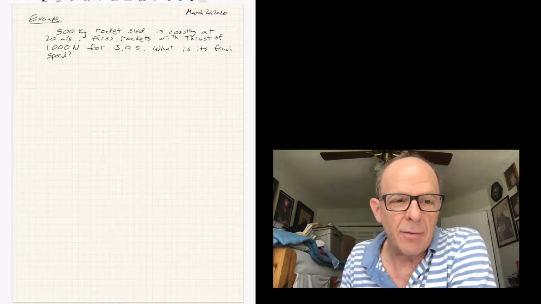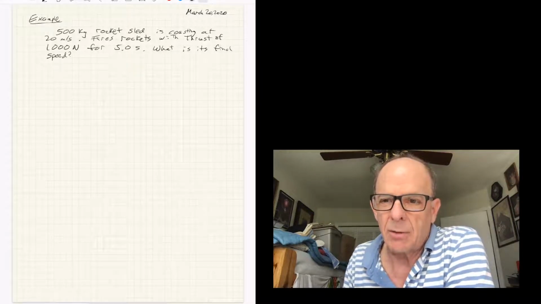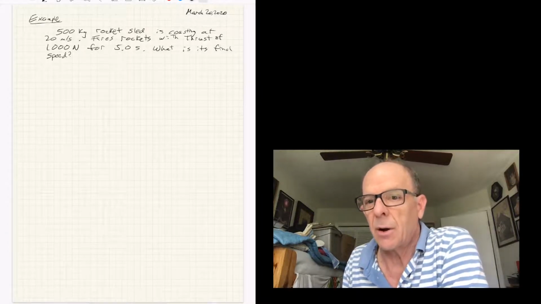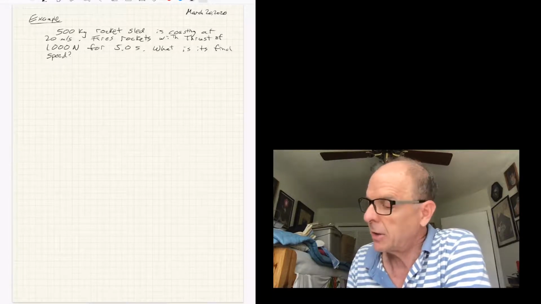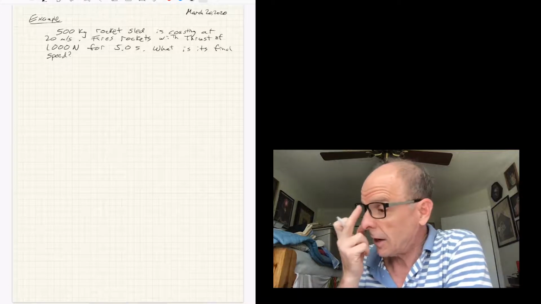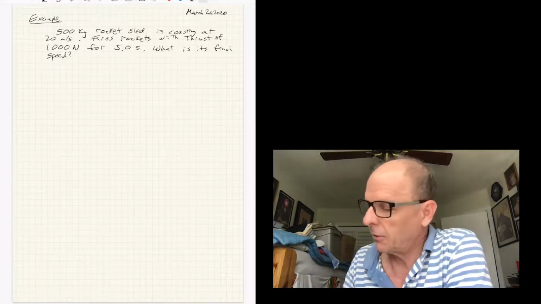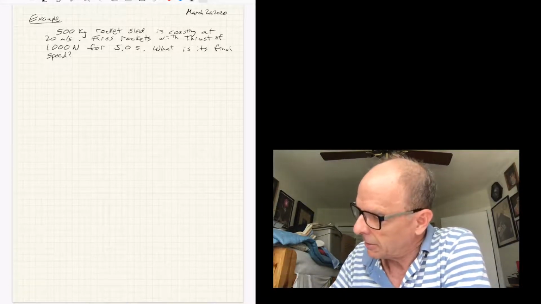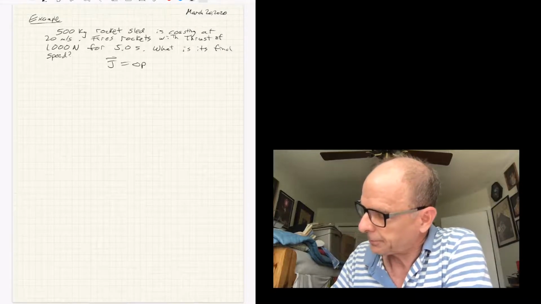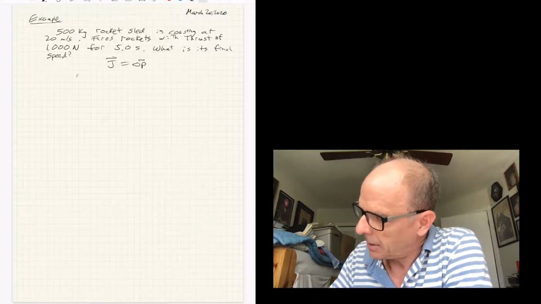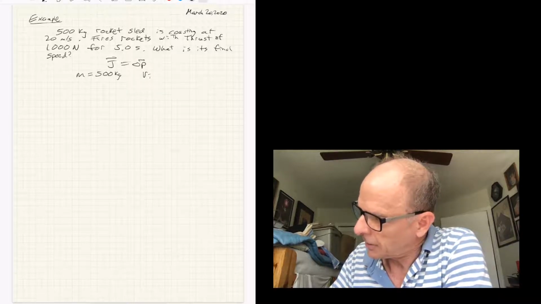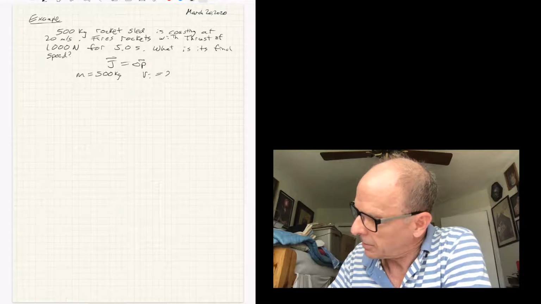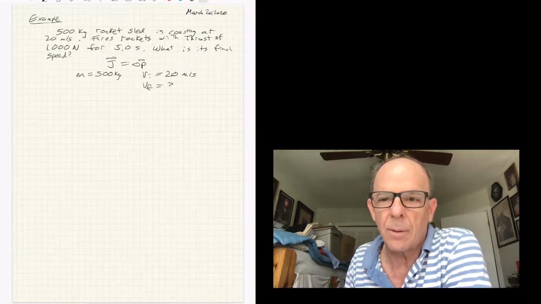Again, we have the mass and velocity of an object at a starting condition. We want to know what its velocity is at an ending condition. So this is a question about the momentum of the object, and a force is applied to that object. So we can use the impulse momentum theorem again. J equals delta P. We have m is 500 kilograms. The initial velocity is 20 meters per second. The final velocity is what we're looking for.